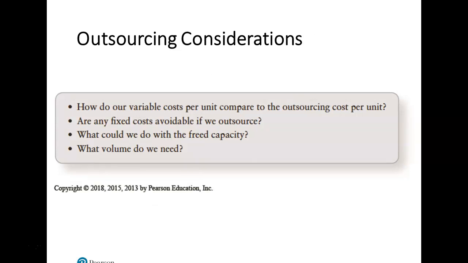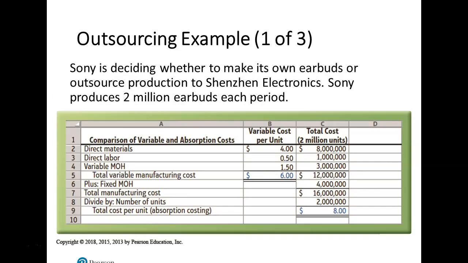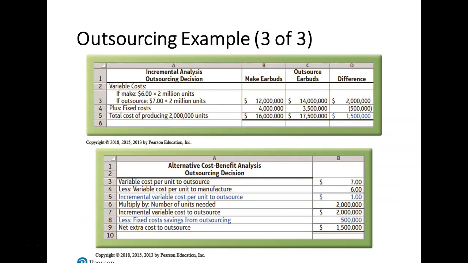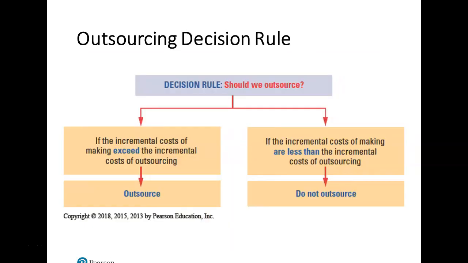How do our variable costs per unit compare to the outsourcing of that unit? Are any fixed costs avoidable? What can we do with any free capacities and what volume do we need? And again, with these examples, which I'm not going to go into too much detail, is giving you a side-by-side view of answering those three questions. And a decision needs to be made.